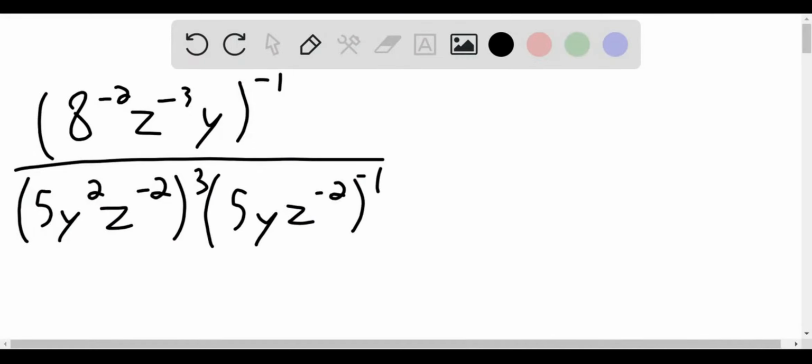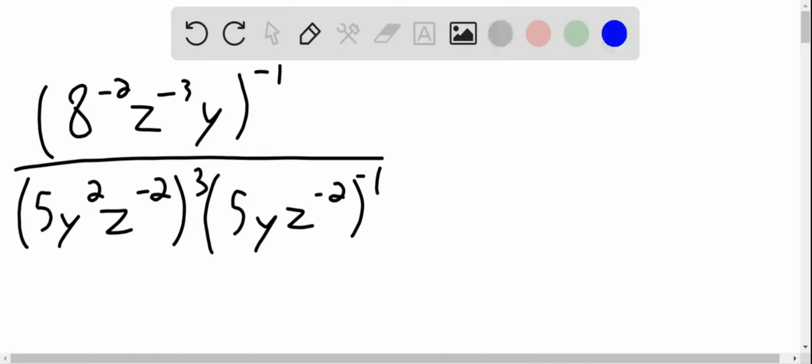Let's simplify this rather large term using our exponent rules. So to start off, we're going to be using the power rule to distribute these exponents outside of parentheses into their respective parentheses. Let's get started. The power rule specifically states that we can just multiply that outside exponent by the inside ones.